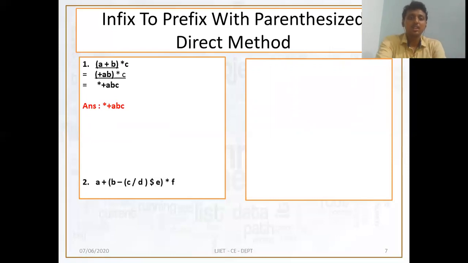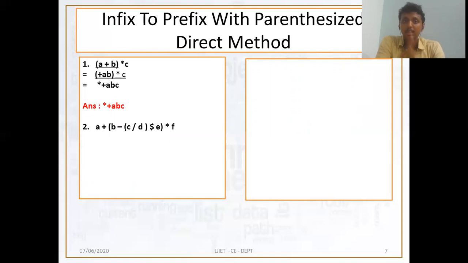Now next, A plus B minus A plus opening bracket B minus opening bracket C division D closing bracket dollar E closing bracket star F. Okay, this is our equation. So what do we need to do? We just need to solve this. Okay, how can we solve this? We just need to solve the first inner bracket, C division D. Okay, to solve it.